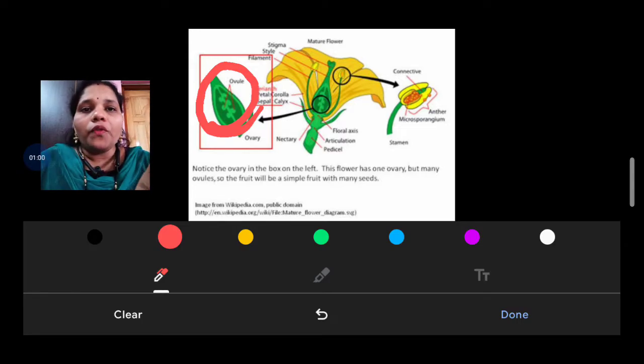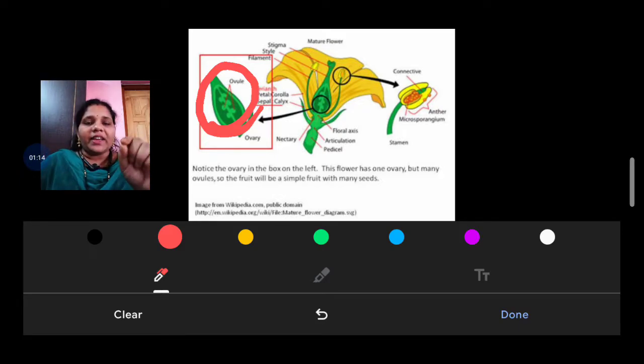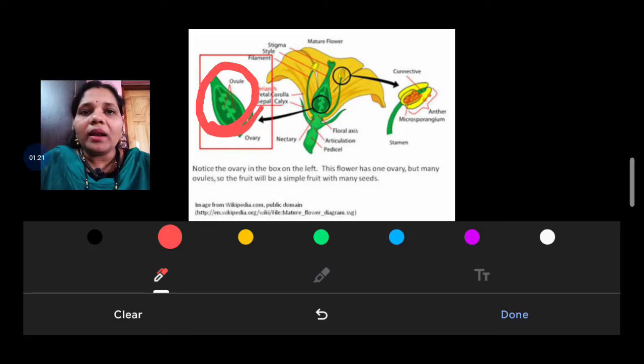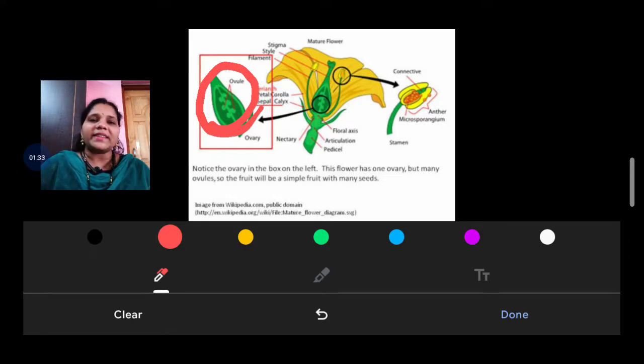So, the ovules are the undeveloped seed which is attached on the wall of the ovary, and this attachment is known as placenta. So, the definition is: the attachment of ovule inside the ovary wall is known as placenta, and the arrangement of placenta inside the ovary is known as placentation. The arrangement of placenta means what?